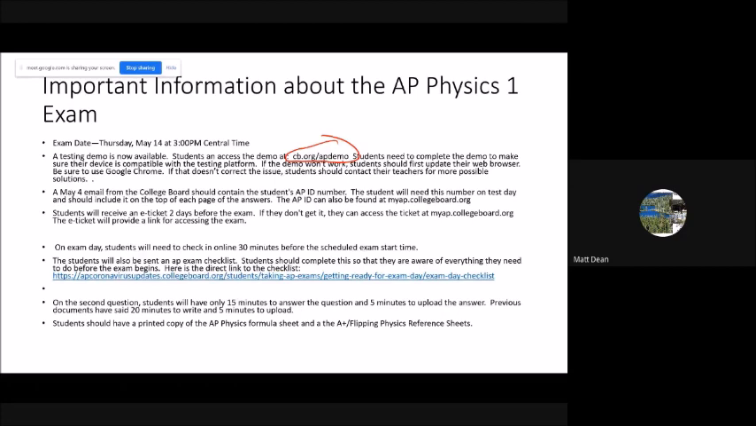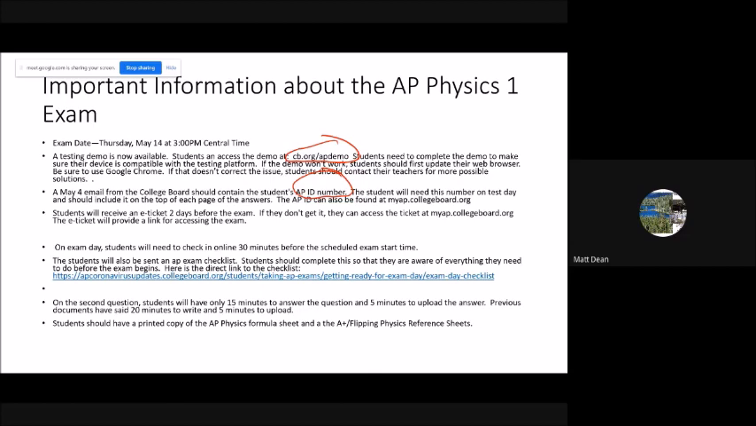On May the 4th, the College Board is supposed to be sending you an email. It should come to whatever email address you use in your College Board account. That email is going to have some information about the test, probably a lot of what I'm sharing with you today, but it's also going to have in there your AP ID number. You're going to need that AP ID number to access the test. You're going to need to put that number on the top of each page of your answers. So as soon as you get that AP ID number, write it down, keep up with it, make sure you use the correct number. It's important.